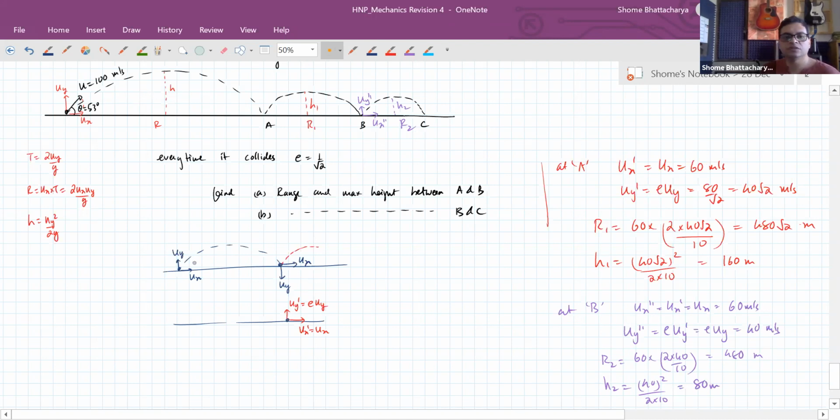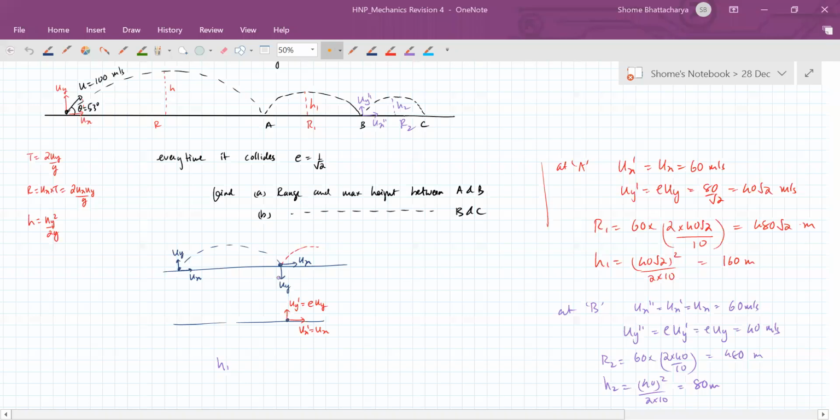So in general, you'll see it follows a series like this, that your H1 will be e squared times H, and your R1 will be e times R. This kind of progression continues. It's like a geometric progression. Give me a second, guys. Restart the program. So what was the relation between H naught and H1 and H2? I'll tell you. Okay.